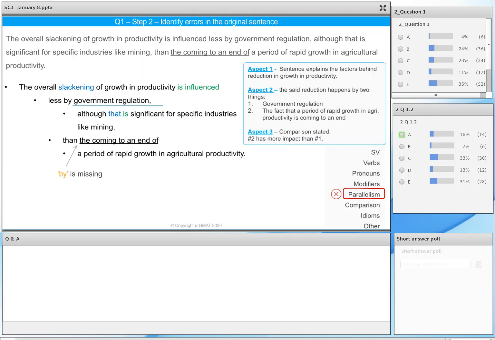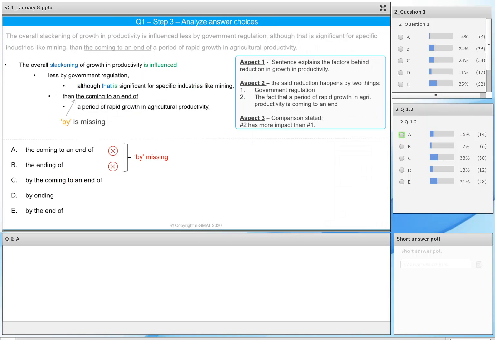I always think of parallelism as a seesaw. Everything needs to be balanced out in order for it to work. So we definitely need the by there. There is nothing else wrong with our sentence except for that missing by. The meaning is absolutely working as far as the coming to an end of the period. So there's no reason to change our meaning here. We just need the answer that adds that by to correct that parallelism. So when we go to our answer choice analysis, yes, we can quickly reject A and B because the by is missing. That leaves us with C, D, and E.